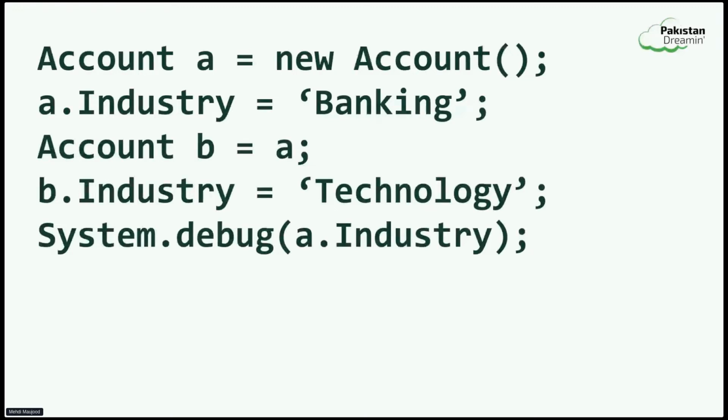and understand a little bit of it, we create a new account A equal to new. We say a.industry equal to banking. Right, for that account, we set the industry to banking, and then we create another account B equal to A. Now this statement is key here, account B equal to A. We move on to the next one, B.industry equal to technology. So at this point, what is A.industry?